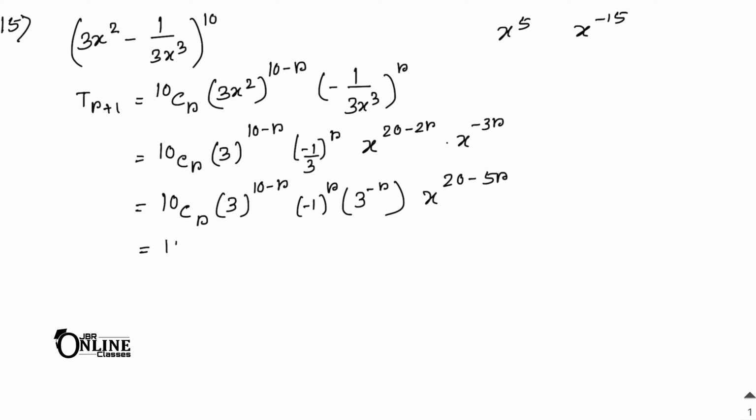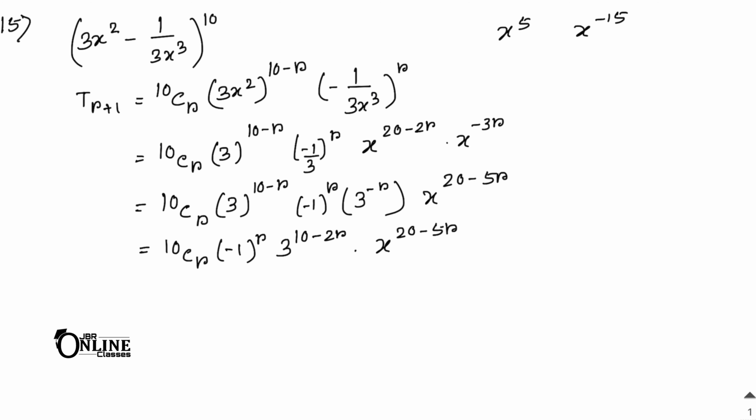So now that one you can write down here 10Cr, and then (minus 1) to the power r, and then here 3 to the power 10 minus 2r into x to the power 20 minus 5r. Okay, x to the power 20 minus 5r.